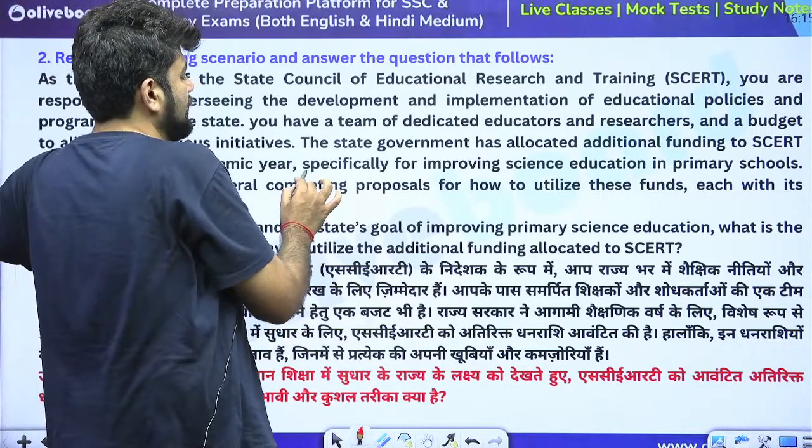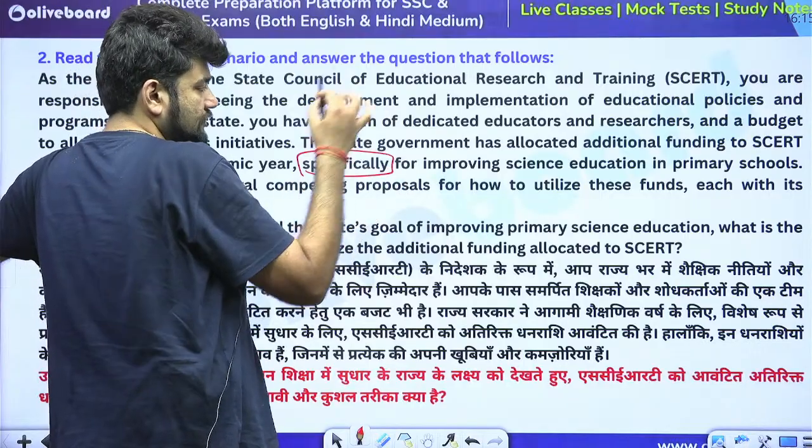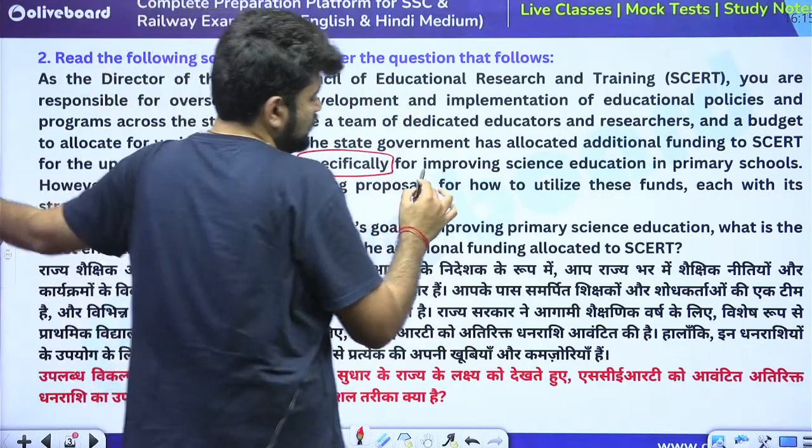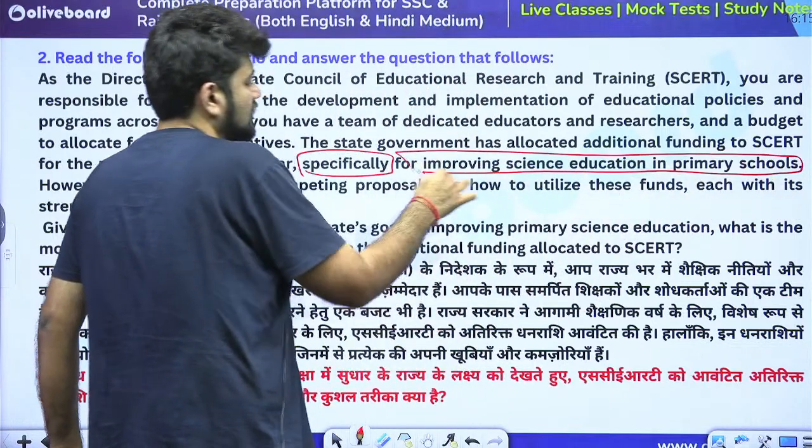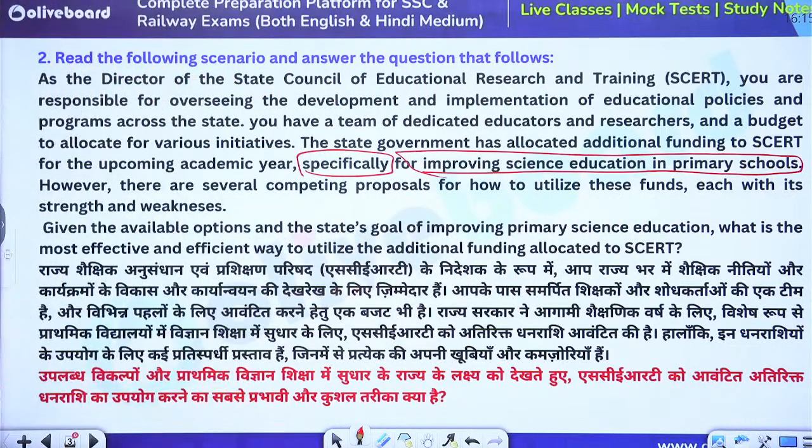Now after the word specifically, this is a keyword actually. The most important point comes up: improving science education in primary school. This is the main agenda of this SCERT budget allocation. Okay.